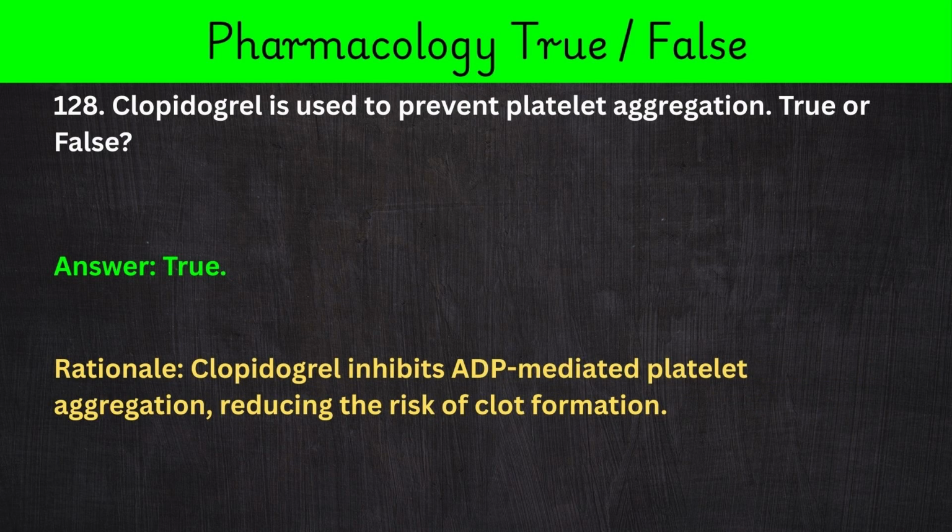128. Clopidogrel is used to prevent platelet aggregation. True or false? Answer: true. Rationale: clopidogrel inhibits ADP-mediated platelet aggregation, reducing the risk of clot formation.